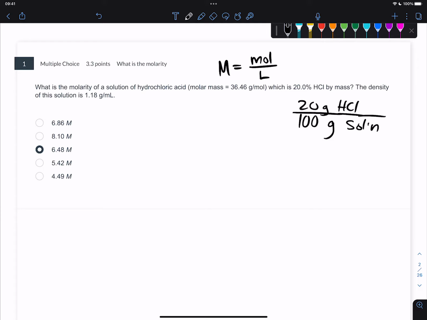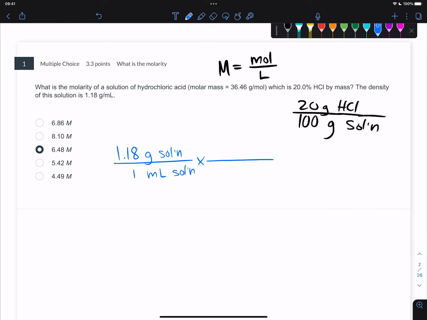So let's do that actually right here. We have 1.18 grams per milliliter, and this is for the solution. So we're going to say grams of the solution, and we're going to divide that by the 1 milliliter of solution. So again, this basically says that if we have 1 milliliter of this HCl solution, it's going to have a mass of 1.18 grams. So we can continue moving forward with this and ask ourselves, what do we even have? What do we know?